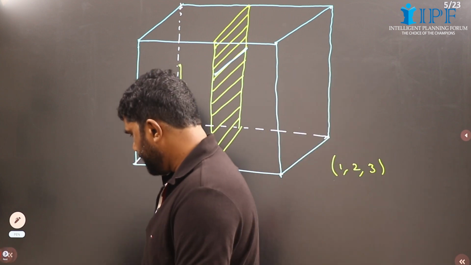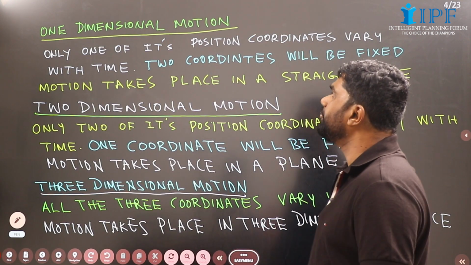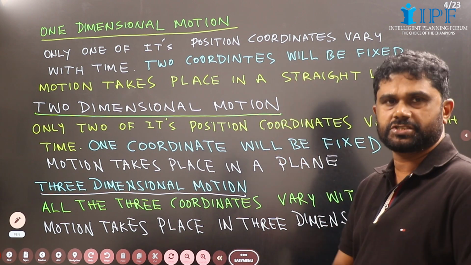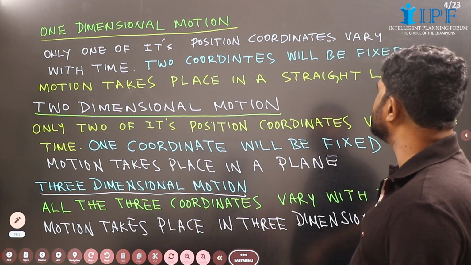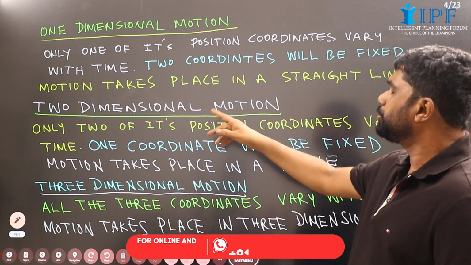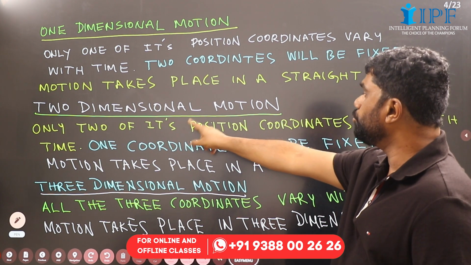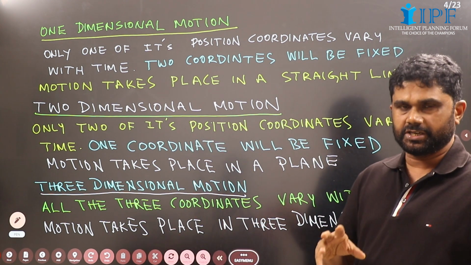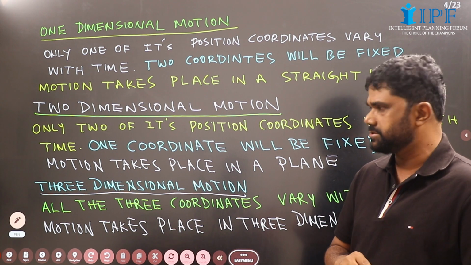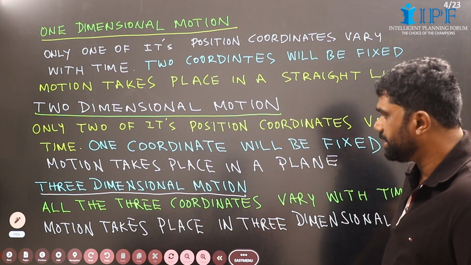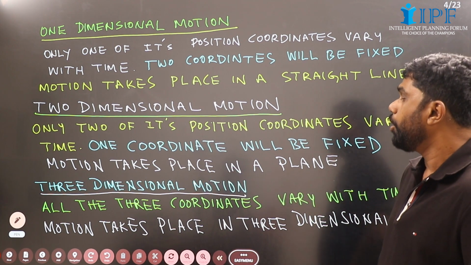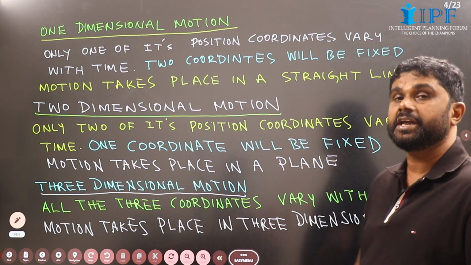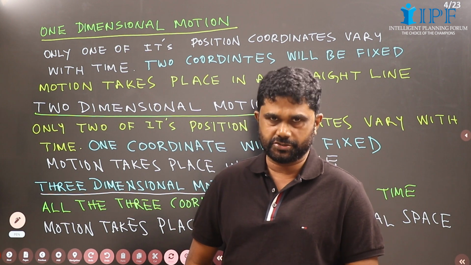Now see, in one-dimensional motion, only one of its position coordinates varies with time. Two coordinates will be fixed. Motion takes place in a straight line. In two-dimensional motion, only two of its position coordinates vary with time. Two vary with time means one is fixed. Motion takes place in a plane. And in three-dimensional motion, all three coordinates vary with time. Motion takes place in three-dimensional space.